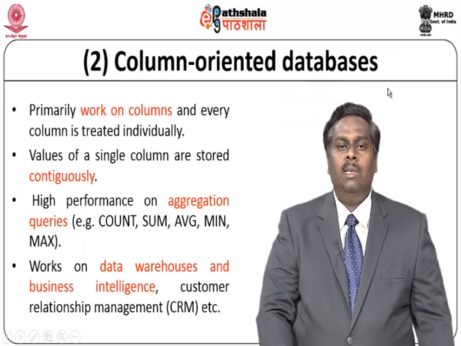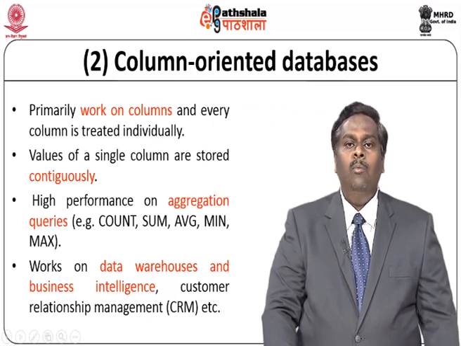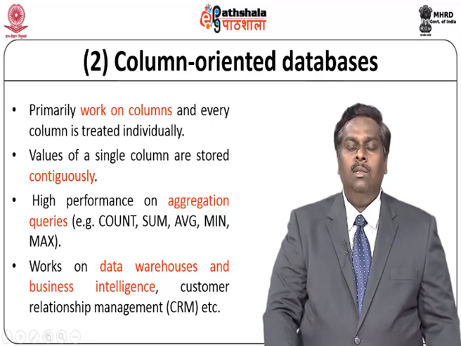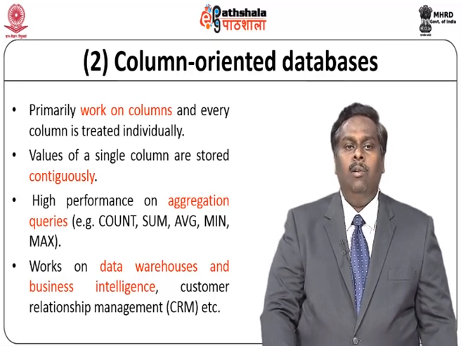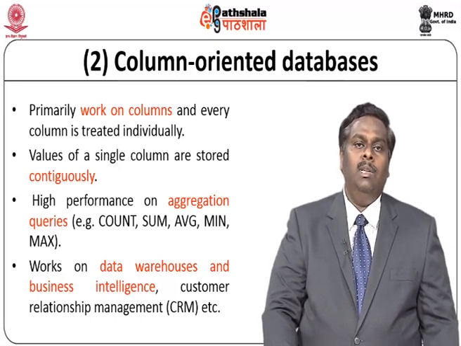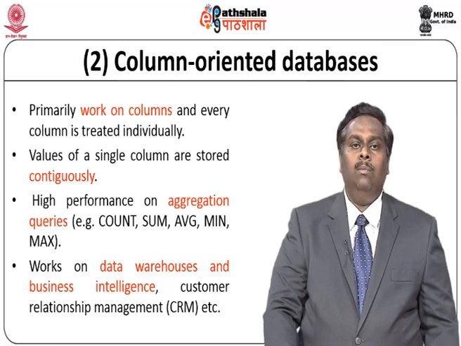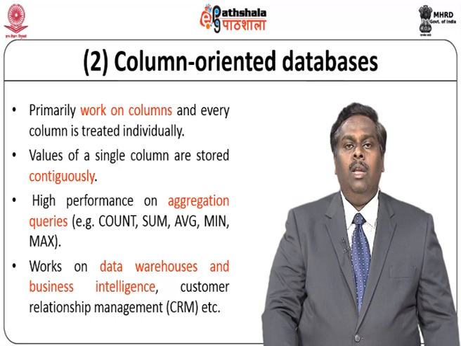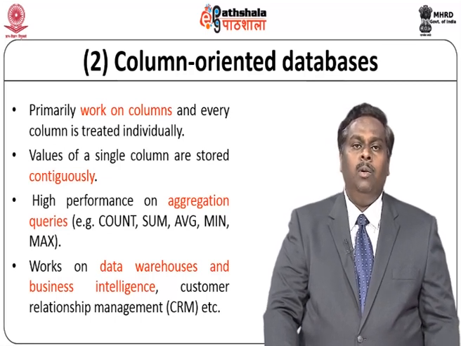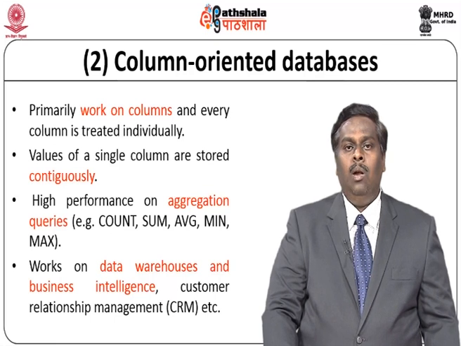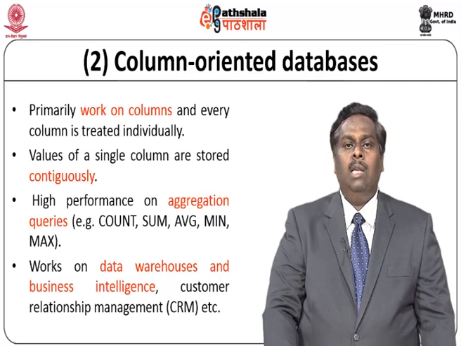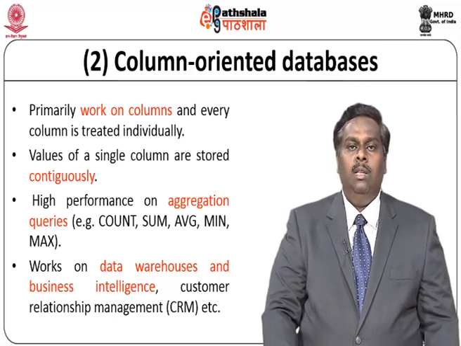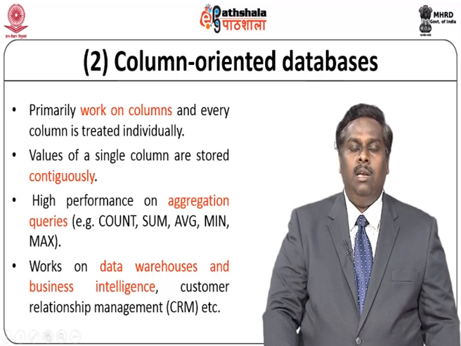The second type of database is column oriented databases. Column oriented databases primarily work on columns, and every column is treated as individual, that is, they are independent of each other. Values in a single column are stored contiguously, and this is very essential when you are trying to go for aggregation. For example, when you want to take the average, compute the sum, take the count, or identify the min or max type of aggregation functions, if you have the entire value stored in a single column and in a contiguous fashion, then it becomes easy for us to identify such aggregations.